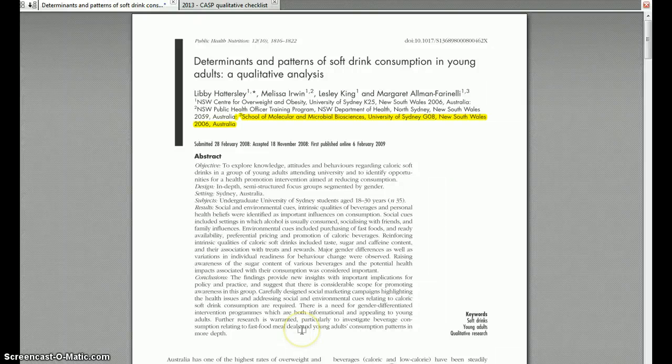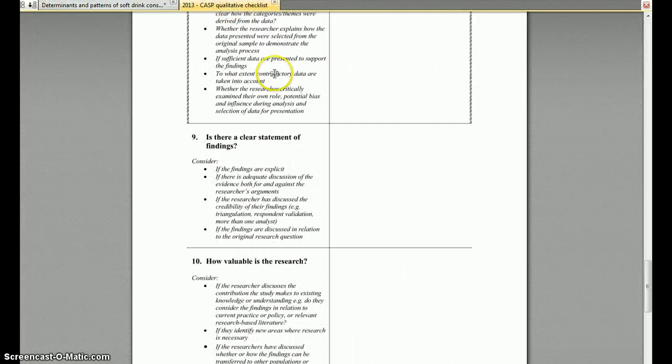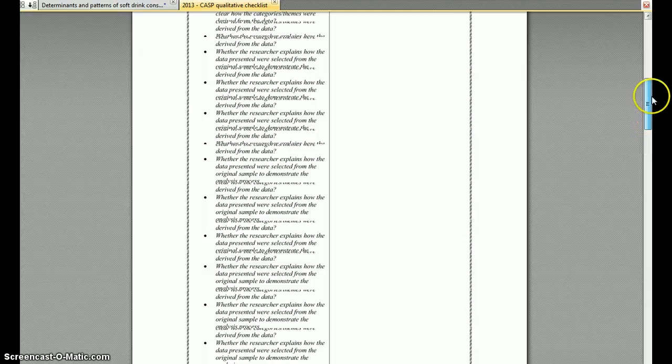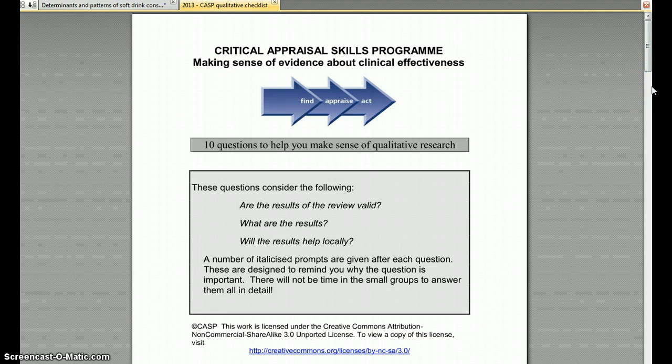Welcome to the Unit 5B Critical Appraisal exercise on reading a qualitative study. We're going to use a similar format to the format that we used in Unit 5A when looking at a quantitative study. In other words, we've got an article, a qualitative analysis on soft drink consumption, and the CASP qualitative checklist. And you'll notice that there are similarities in the format of the checklist to the checklist that we used to look at a randomized controlled trial.